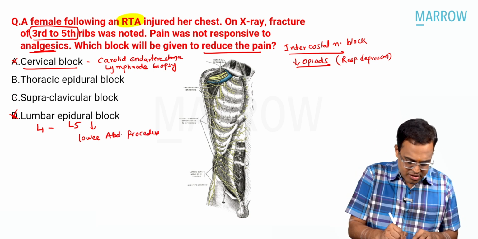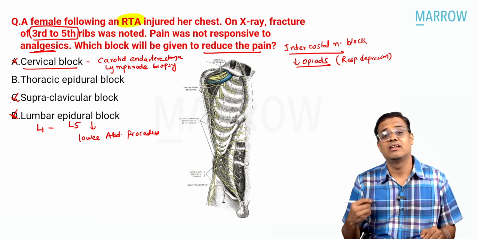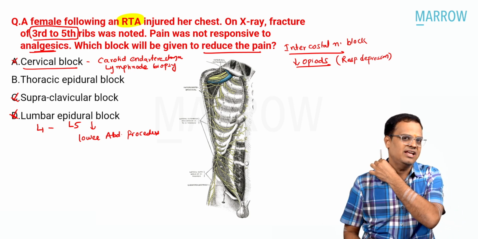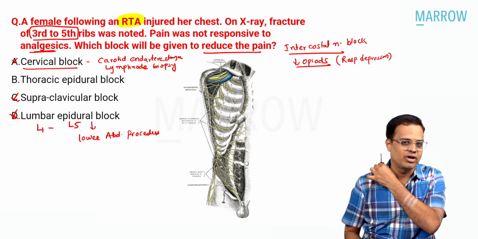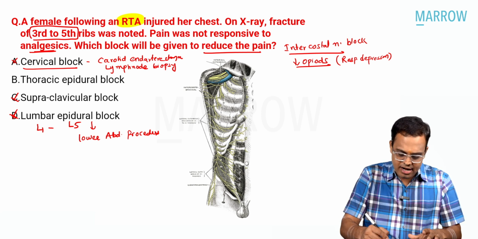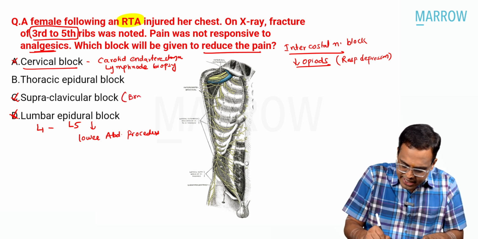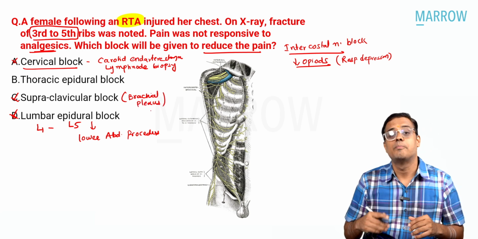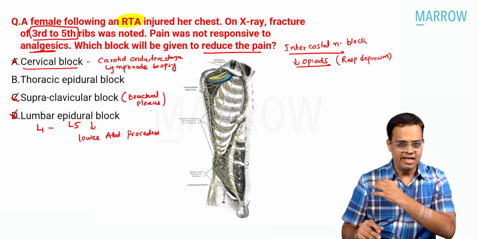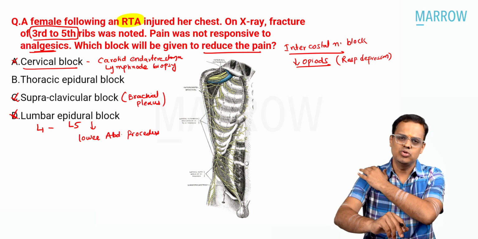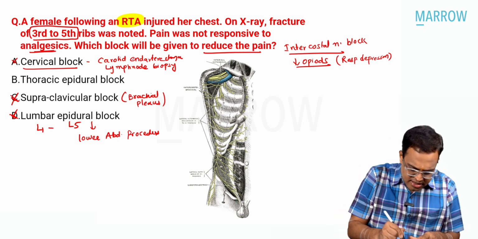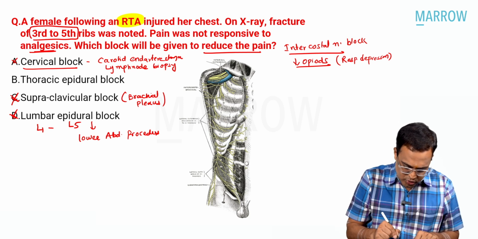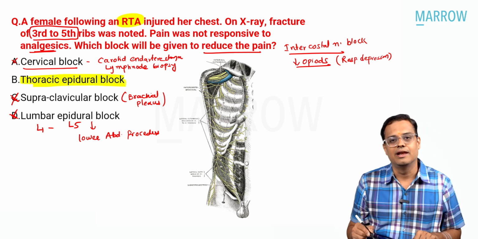Okay. Next comes supraclavicular. We showed this video also. The name itself is saying that here you are putting the needle above the clavicle, and supraclavicular is really the brachial plexus block. The brachial plexus supplies the upper limb, so obviously this is also not the right answer. Then what is left over? The correct answer that is left over is thoracic epidural.